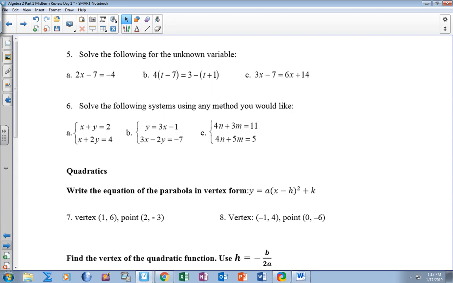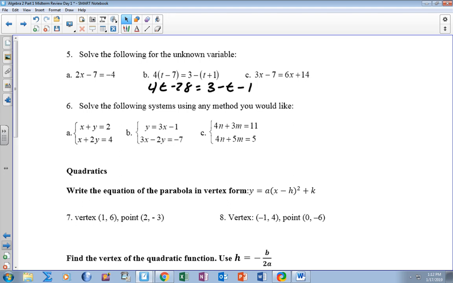We're going to the next sets of problems. All right. Does anyone need me to work number 5? No. I just want to make sure, though, that the only common mistake I see on this one is B. Make sure you have 4t minus 28 equals 3 minus t minus 1.